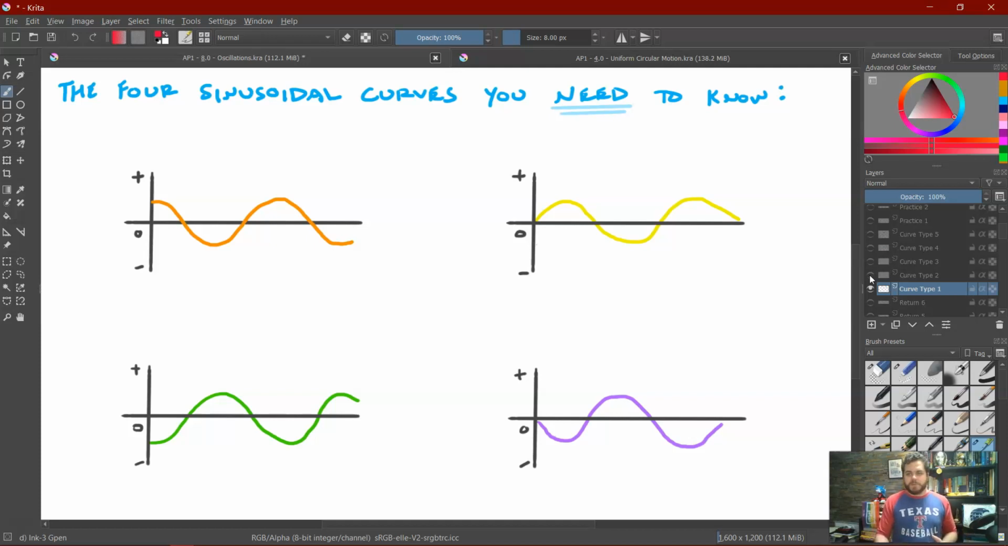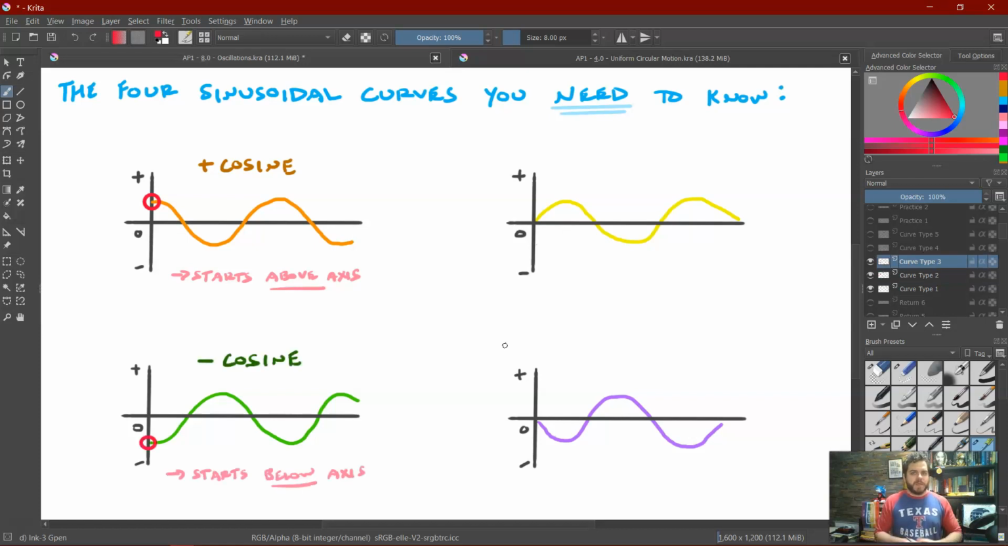Well, first off, let's go through them one at a time. The positive cosine graph is always going to start above the axis, because we're only going to be looking at situations where we're either starting at a maximum, a minimum, or at 0. We're not going to start at some weird middle point. So this is going to be a positive cosine graph if it has a y-intercept above that axis. On the flip side, a negative cosine graph starts below this axis.